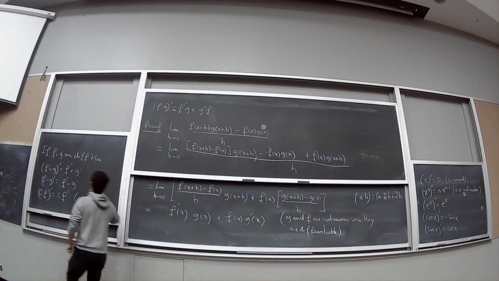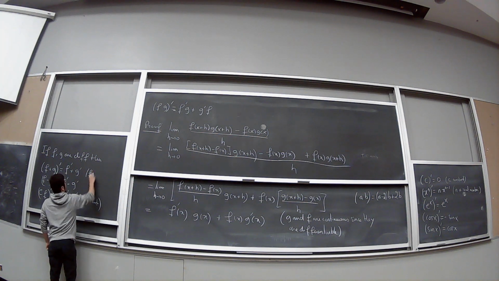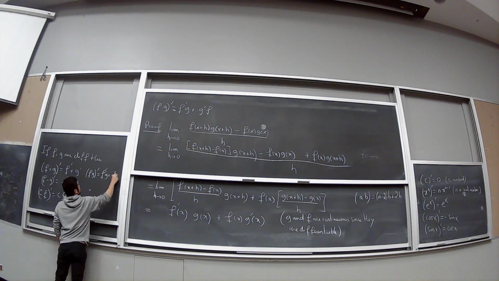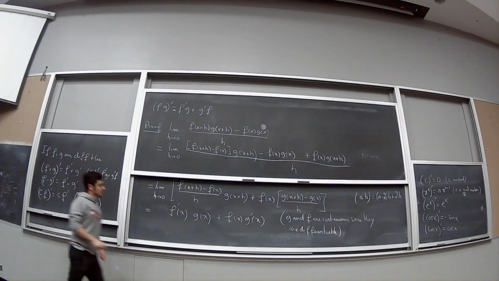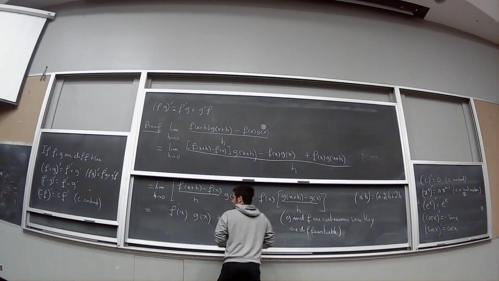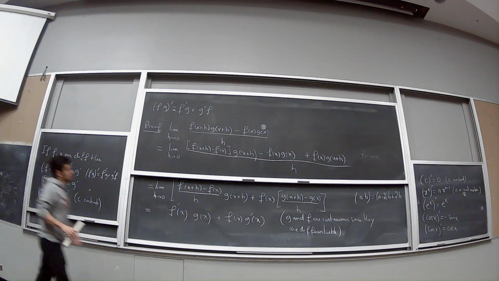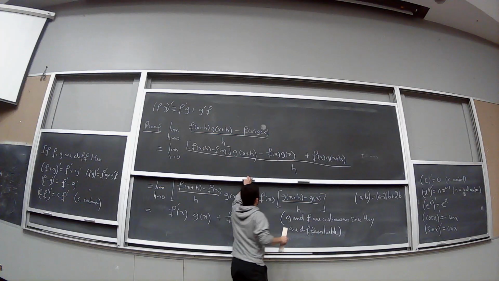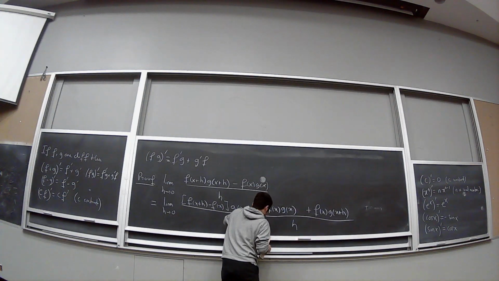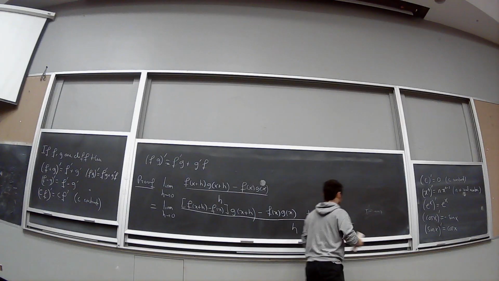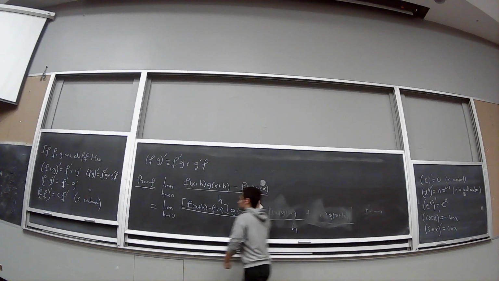Let's add this one here. (fg) prime is f prime g plus g prime f. Let's add one more. I'll keep these ones here. I'll try to work on this.